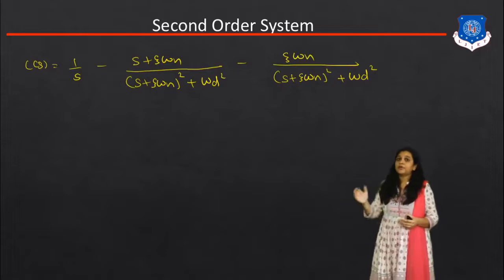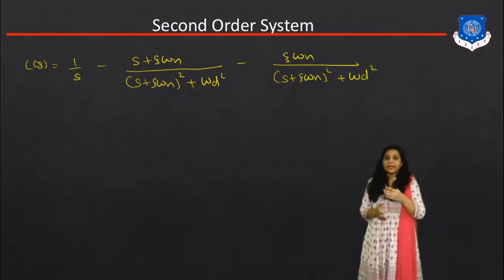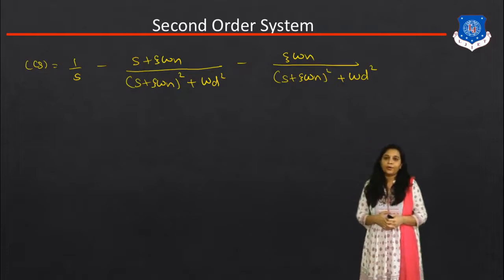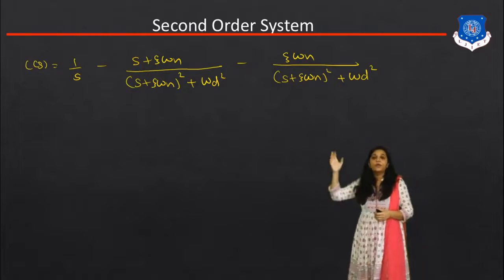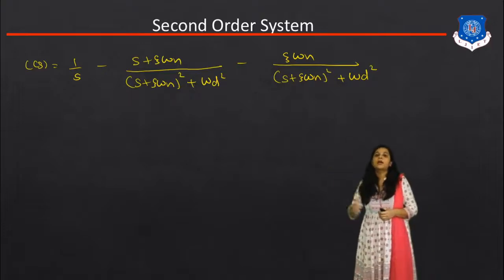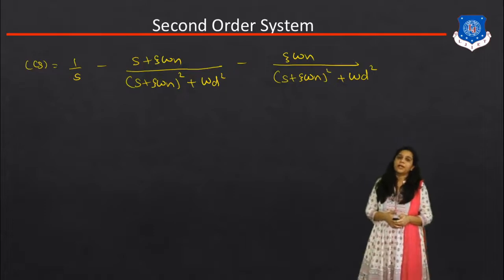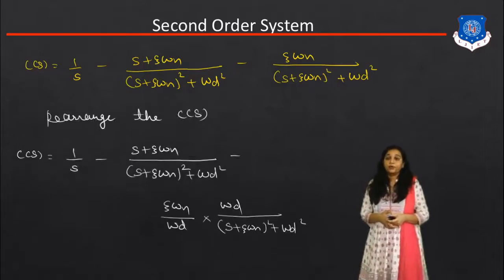So we can get C of s, that is equal to 1 by s minus (s plus zeta omega n) upon (s plus zeta omega n) whole square plus omega d square minus zeta omega n upon (s plus zeta omega n) whole square plus omega d square. Okay, now we have rearranged the C of s.